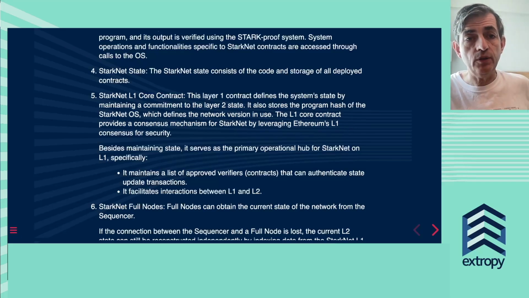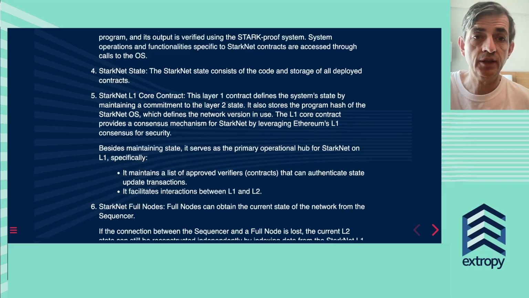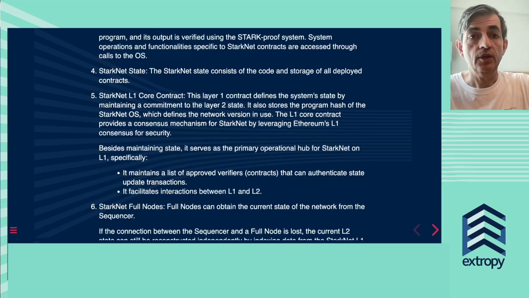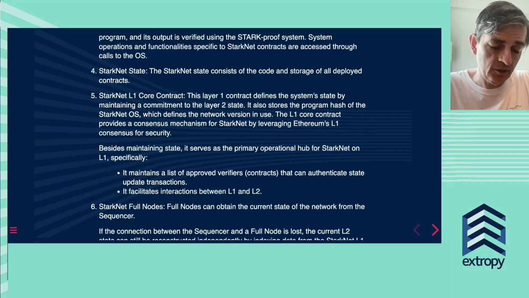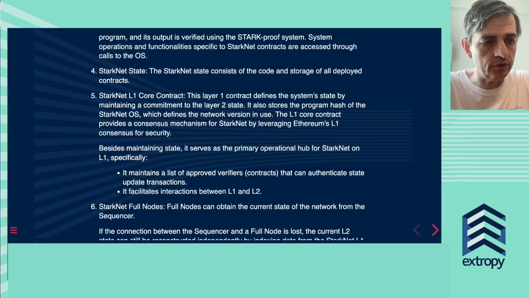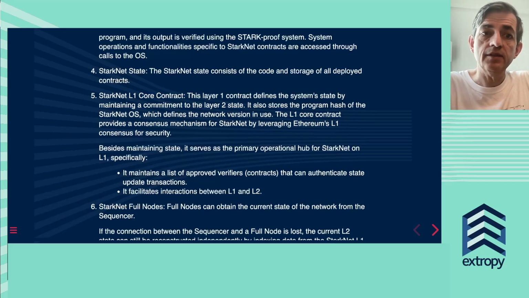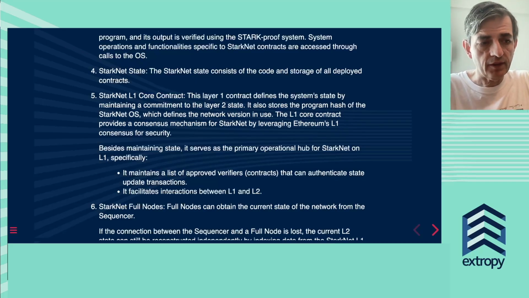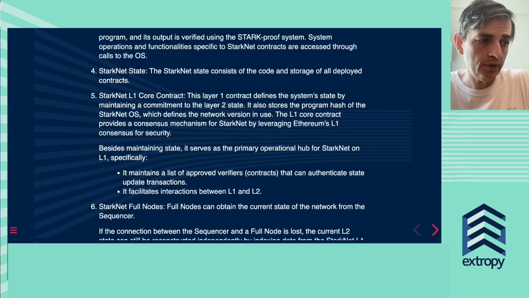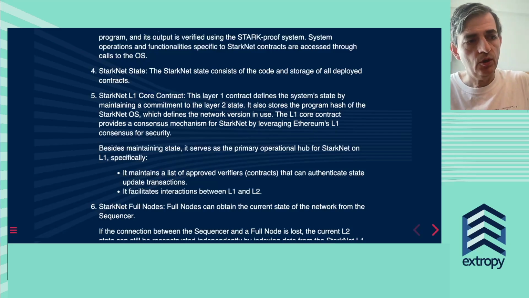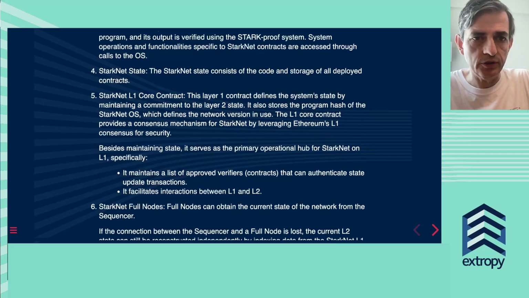Now, moving to the layer 1, the Starknet layer 1 core contract is a special contract on Ethereum, on the layer 1, which is there to give commitment to the state of the layer 2. It can keep other details as well, such as the latest version of the operating system of Starknet, etc. This is there to provide security for the layer 2. By having the details of the layer 2 and the behavior of the layer 2 on the layer 1, we are providing security for the layer 2.